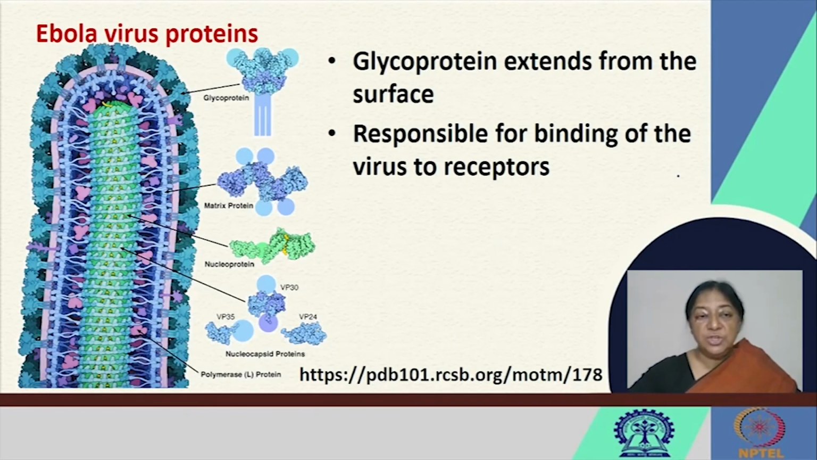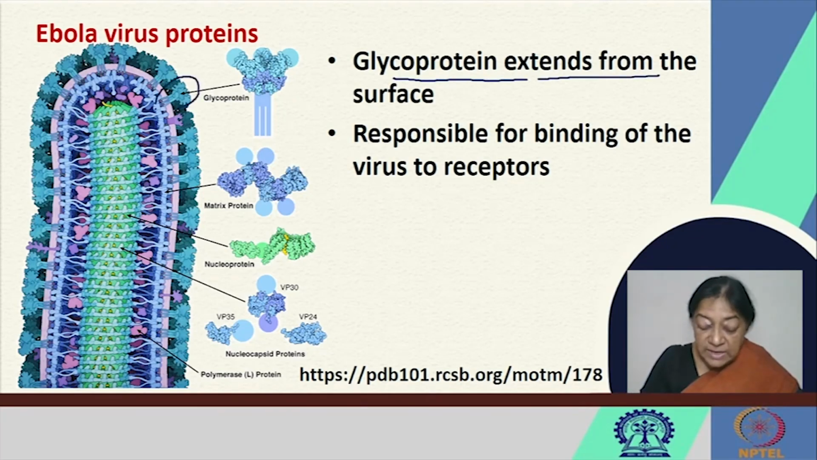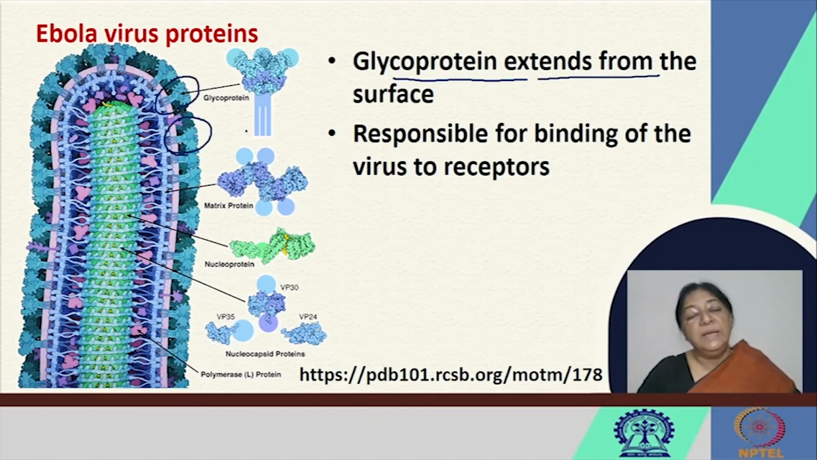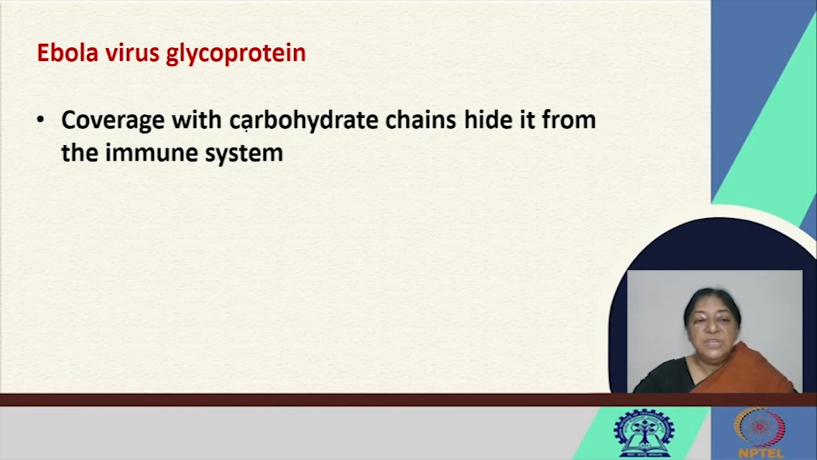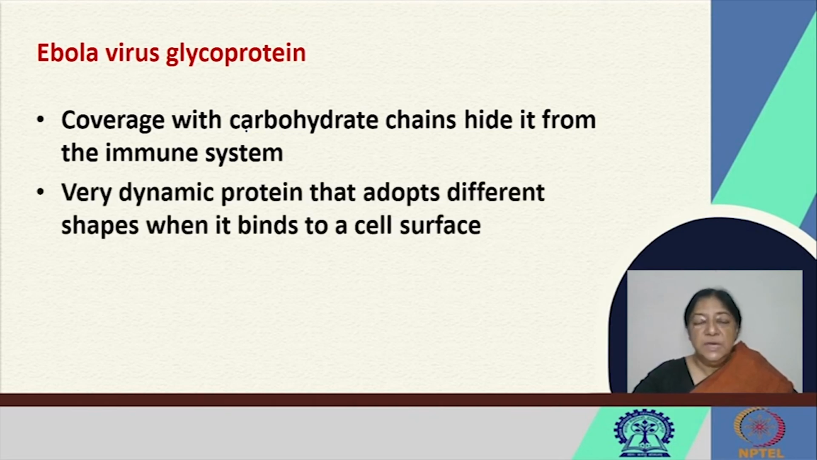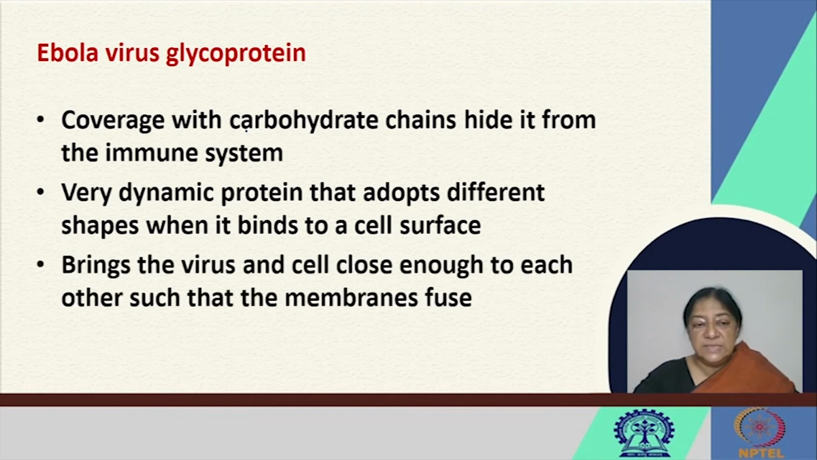This is the structure of the Ebola virus, where we can see the membrane. There are glycoproteins that extend from the surface. These are responsible for binding of the virus to the receptors. And if we look at the Ebola virus glycoprotein, there is a coverage with carbohydrate chains that hide it from the immune system. It is a very dynamic protein that can adopt many different shapes when it binds to a cell surface so that it is not recognized easily.